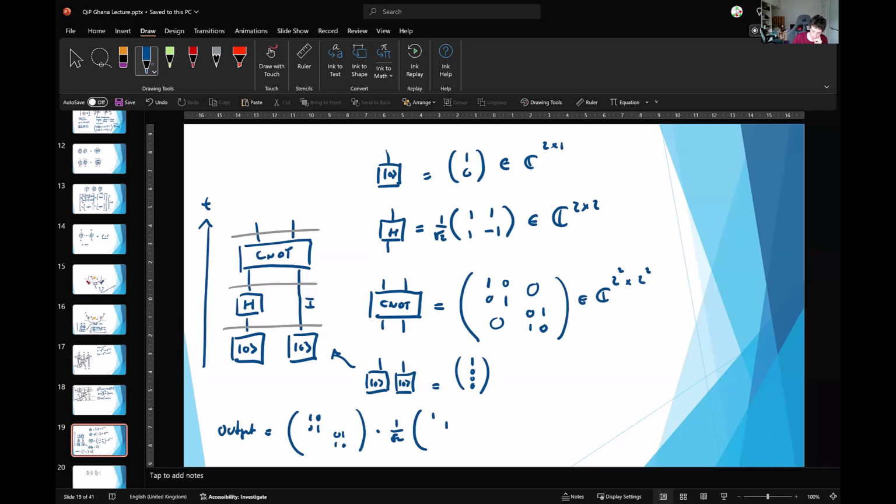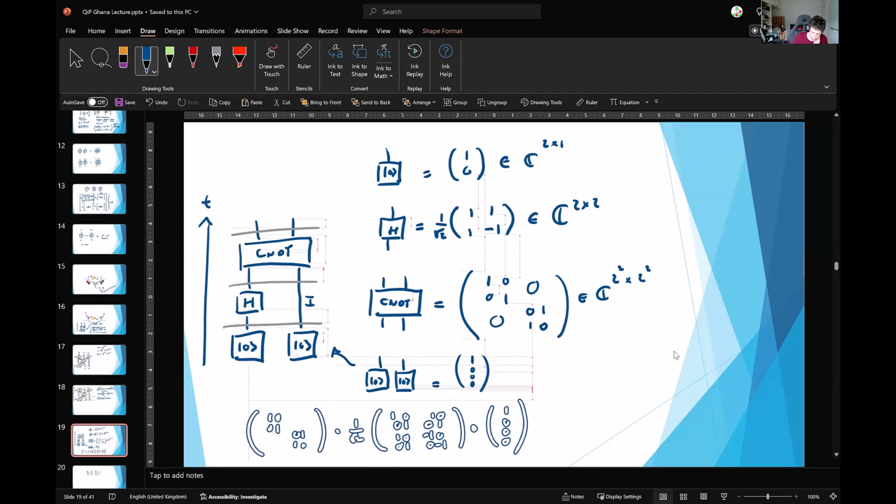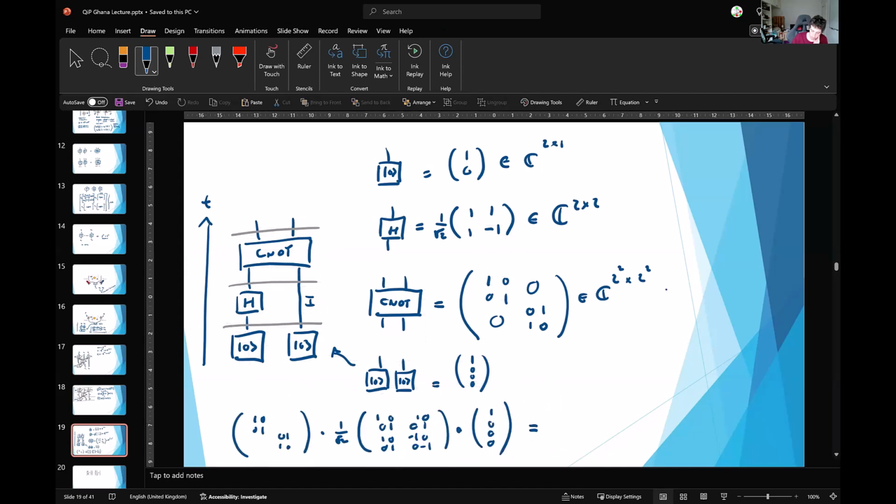Let me do it right. 1, 1, 1, 1, 0, 0, 0, 0, 1, 0, 0, 1, and minus 1, 0, 0, minus 1. I think that's correct. Yeah, that's correct. Times the initial state, which is this. And if you do this properly and you multiply these 3 matrices, what you get is what's known as the Bell state. So you get 1/2, 1, 0, 0, 1, which is the result of the composition.